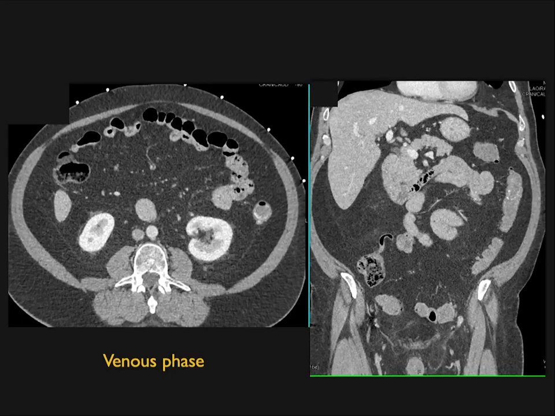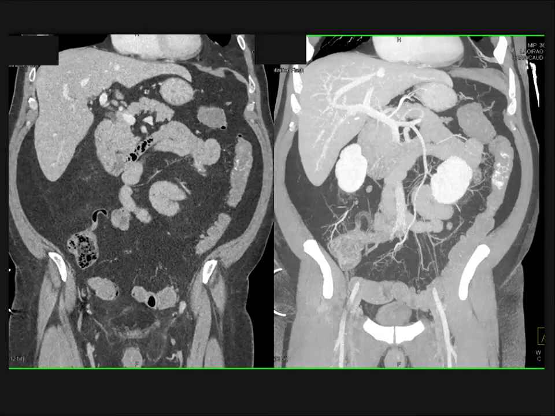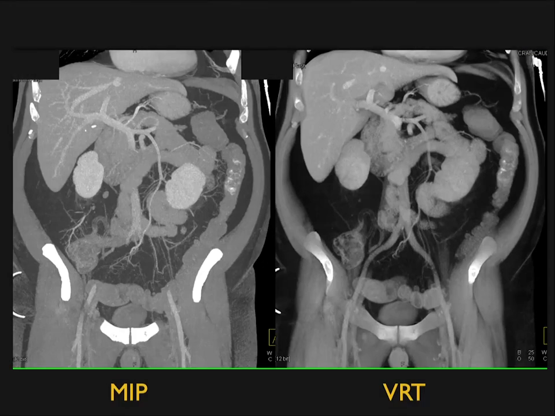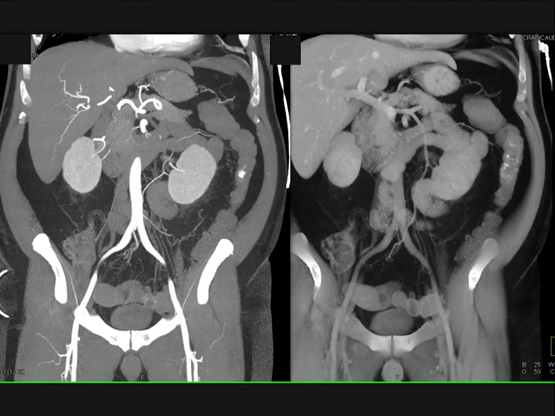And here's just another patient, same case, venous phase. You see the blush, you see the bleeding on the MIP imaging. And again, MIP and VRT, both are good. As I mentioned, MIP can be more valuable in just finding the bleed, the volume rendering more in the detail of things. Here's another set of images. So it's really something that you need to think about.